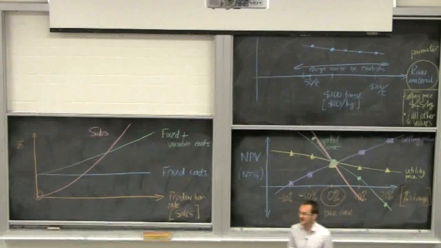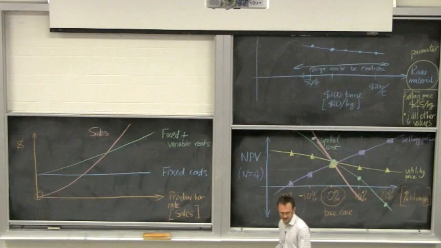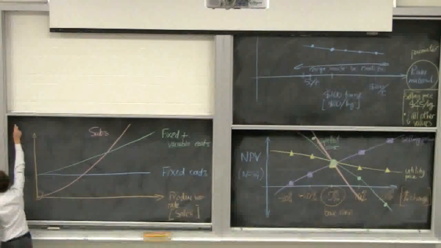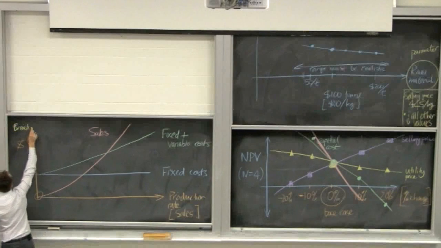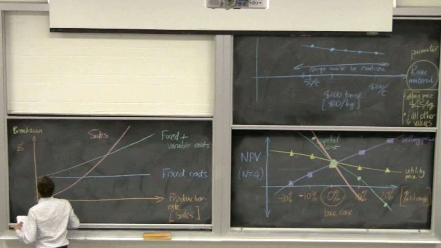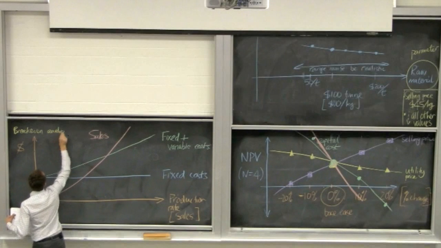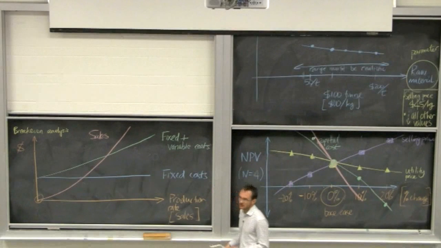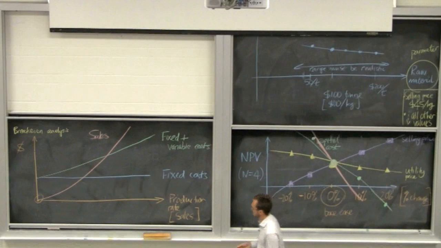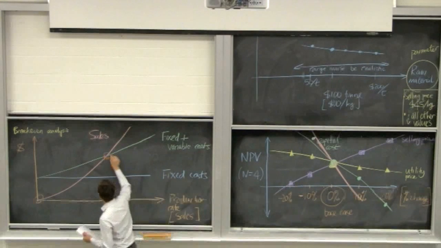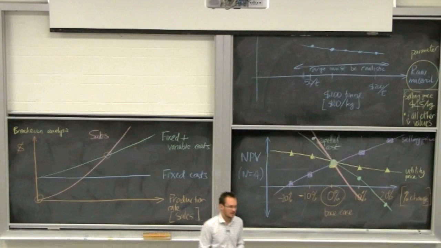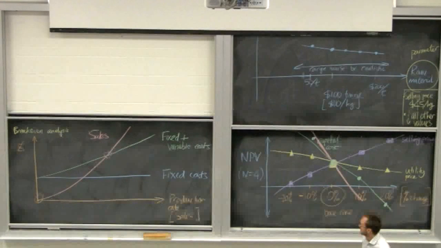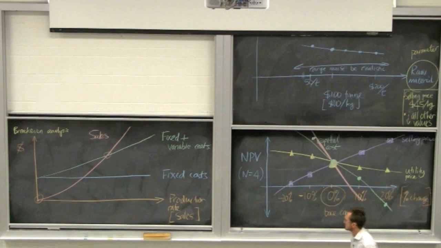So what a break-even analysis does, and we can give this plot a title with that name, break-even analysis. It is interested in a point where that sales curve crosses the fixed plus variable costs curve. So we really are interested in that crossover there. That's the point I've broken even, where my sales equals my fixed plus variable costs.